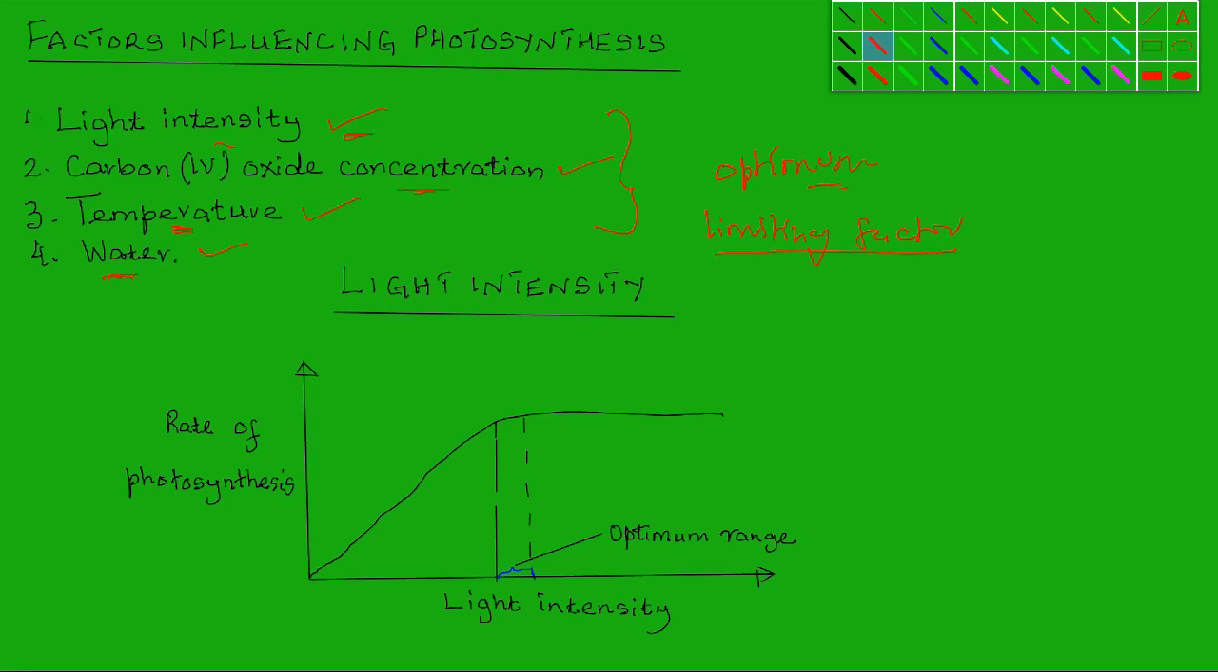So, for example, under low light intensity, the rate of photosynthesis will be low regardless of how high the levels of carbon dioxide, the temperature, or water availability are. The light, in this case, will therefore be the limiting factor, and the rate can only increase if the light intensity is also increased. Now, we look at the effect of each one of these factors on the rate of photosynthesis, starting with light intensity.